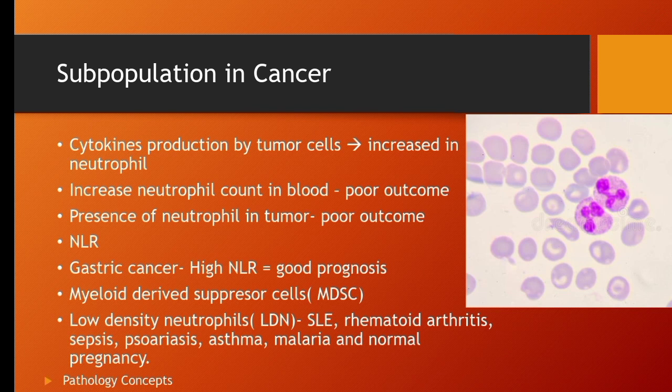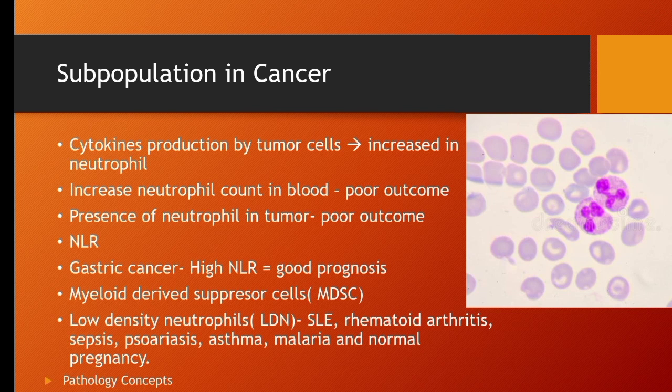Another subpopulation is low density neutrophils. When neutrophils are purified by the density gradient, they appear at the bottom of the tube at the high density fraction. But a subpopulation is identified at the low density fraction, and this low density population increases with the tumor growth and the progression.